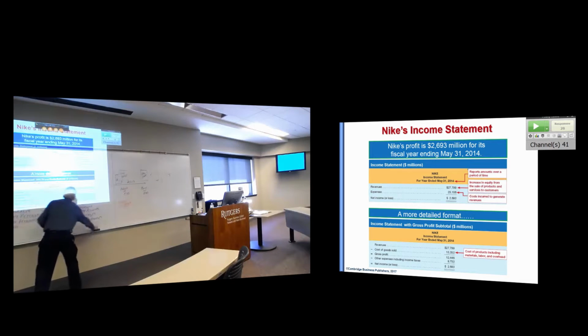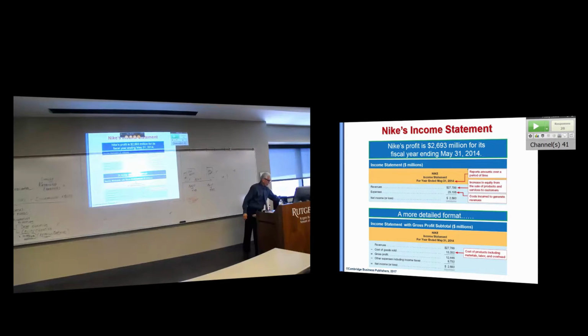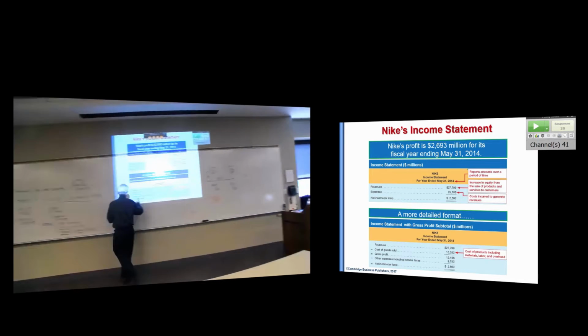We're going to break up their expenses into two categories. One is known as the cost of goods sold. You could also have the cost of services sold. And then the other is other operating expenses.